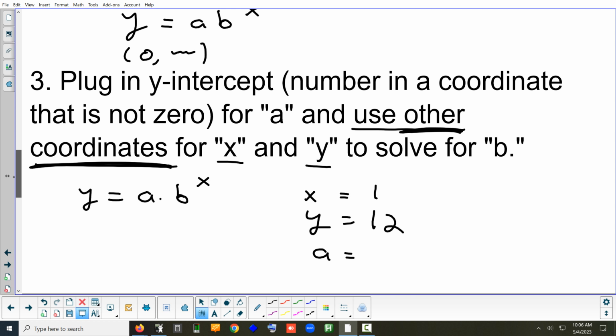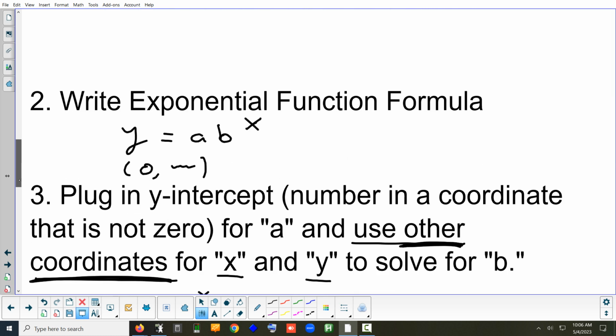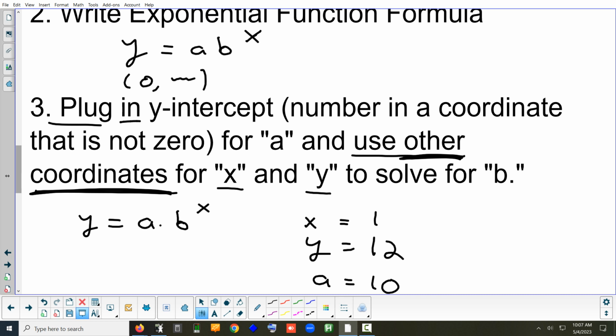And it says for A, look at your coordinate. Look at the one that has a 0. And it's the other number. So what's the number that's with the 0? Yep, 10. That's the A value. It's always the number that's with the 0, whether it's in a coordinate or in a table. So A is 10. Now, plug them in. Plug in the X, the Y, and the A, and then solve for B.